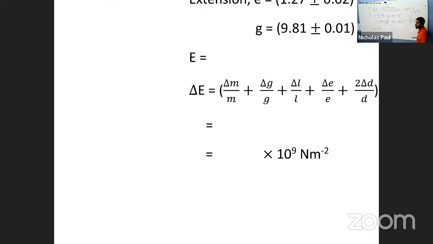That's okay? Yeah. So if I bring these two together now, the final answer is 211 plus and minus 8.99 by 10 to the 9 Pascal.